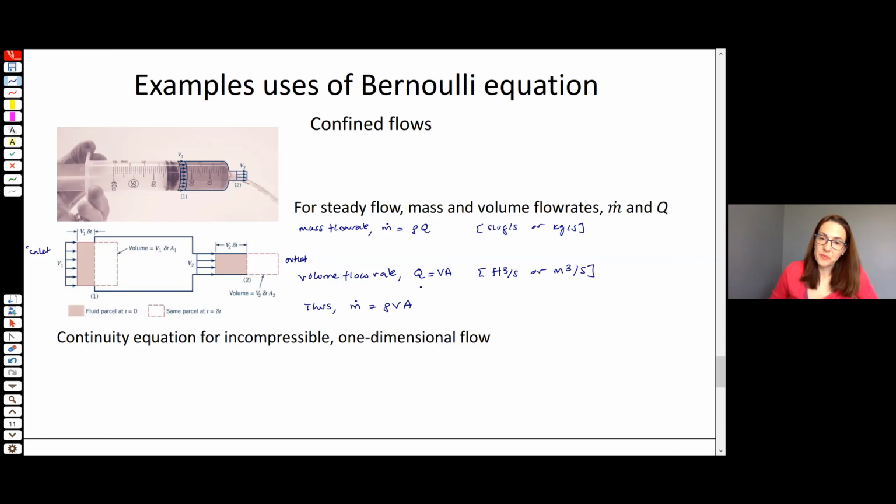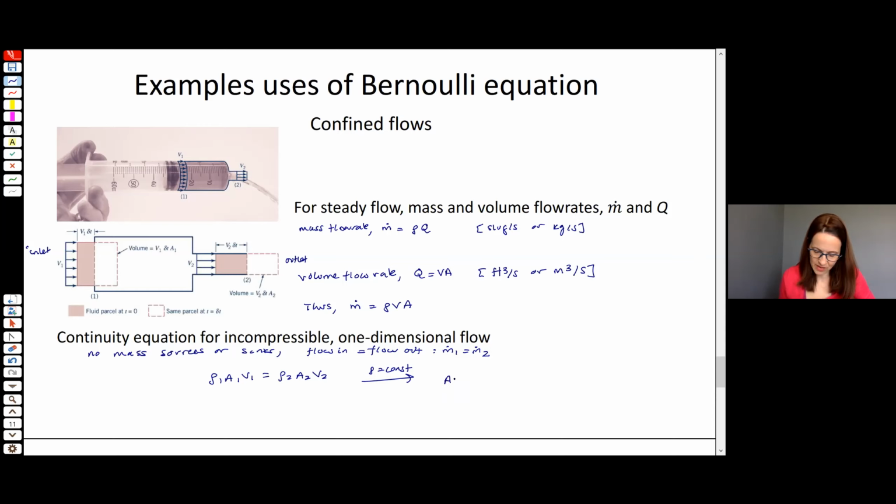So for incompressible 1D flow, if we have no mass sources or sinks, we must have that the flow in is equal to the flow out, or M1 dot is equal to M2 dot, or rho 1 A1 V1 is equal to rho 2 A2 V2, right? Now, normally we can assume that the density is constant, right? You could have a really extreme situation where it's not constant, where maybe you're heating the fluid across the syringe, and so that's changing the density, something like that. But most of the time, we can assume it's constant. And in that case, we have that A1 V1 equals Q equals A2 V2.